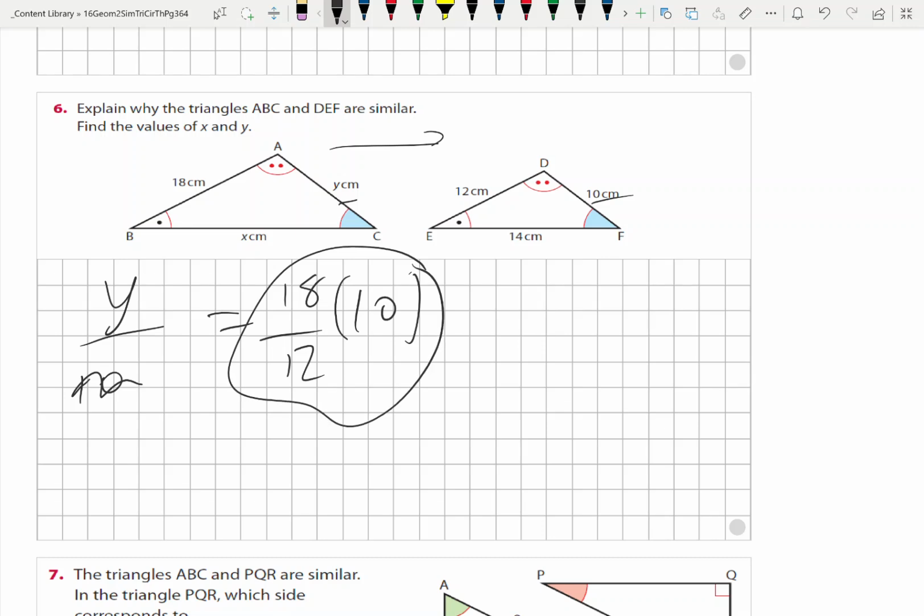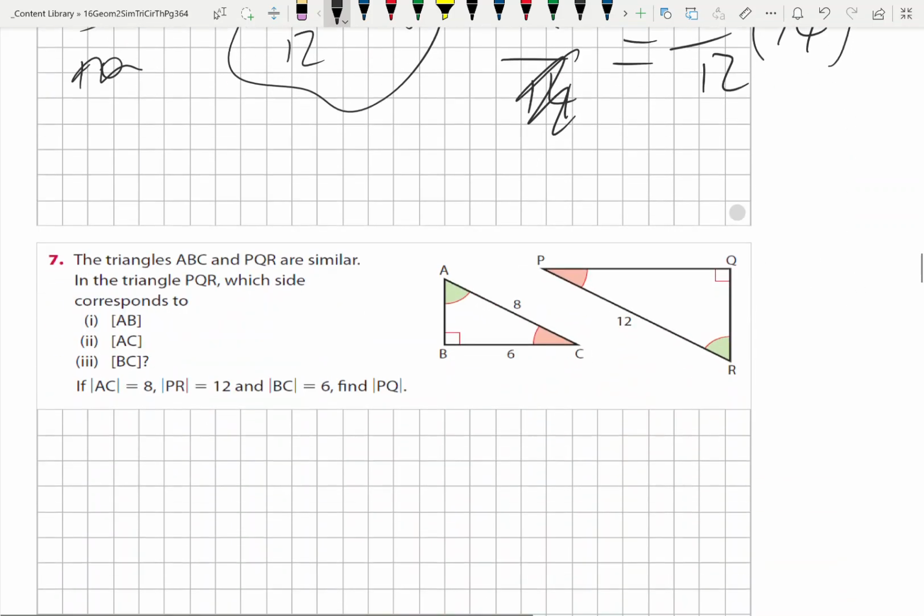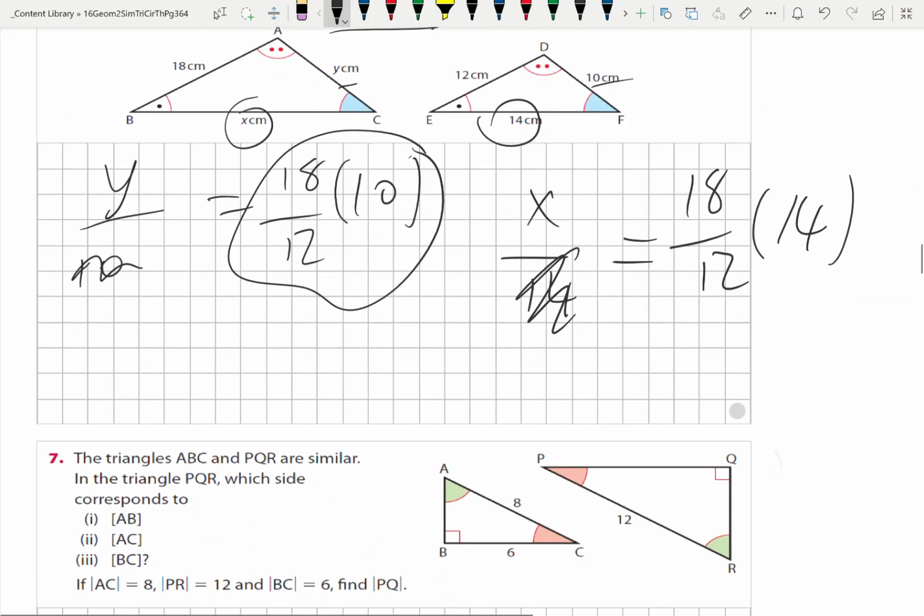Now what else do we need? X. Well, x over 14 is also equal to 18 over 12. We'll bring up the 14. I'll let you put that in the calculator. That's the answer. Give it the right units, centimeters.